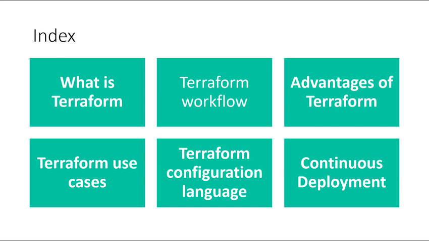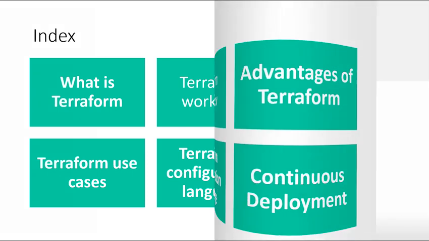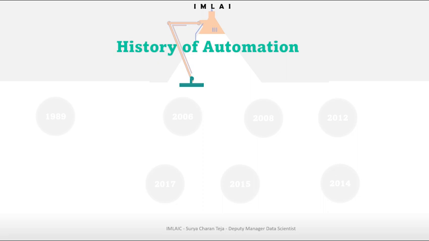Then finally we will look into continuous deployment in this part of module 4. Then we'll do some hands-on exercises using Terraform and AWS cloud. So for now, let's begin with the history of automation.